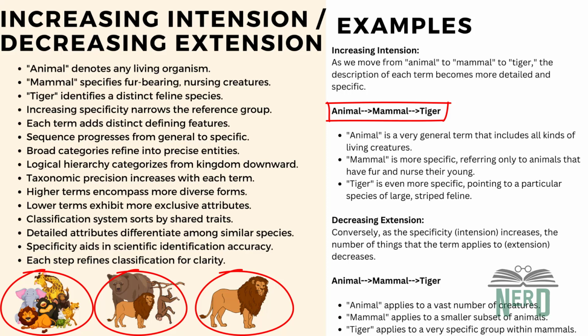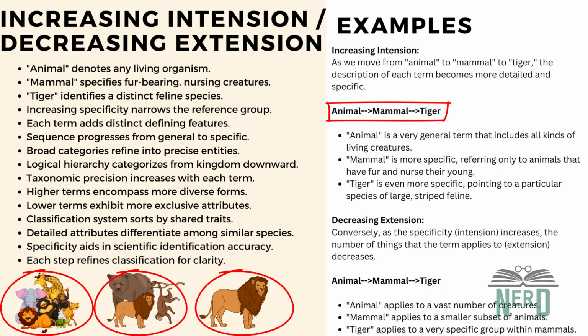Mammal. By narrowing down from animal to mammal, we're specifying a particular class within the animal kingdom. Mammals are warm-blooded vertebrates with hair or fur, and most mammal mothers nurse their young with milk. This group includes creatures like dogs, cats, elephants, and humans. Here, the intention increases because we're adding more specific attributes: warm-blooded, hair or fur, nurses young, and the extension decreases because we're excluding all animals that don't meet these criteria, like birds and reptiles.